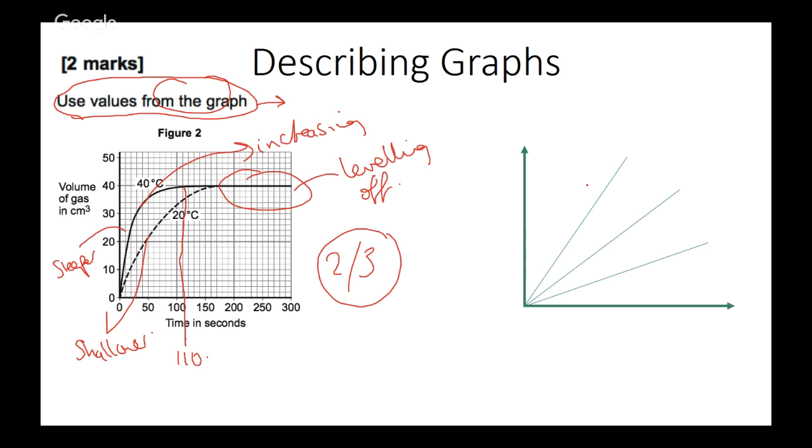On the right hand side here, I just want to remind you of a straight line going through the origin and that relationship being directly proportional. So if you're asked to describe a graph whereby there is a straight line that goes through the origin, for 2 marks, you need to talk about it being directly proportional. If they ask you to use values from the graph, obviously you do that as well.